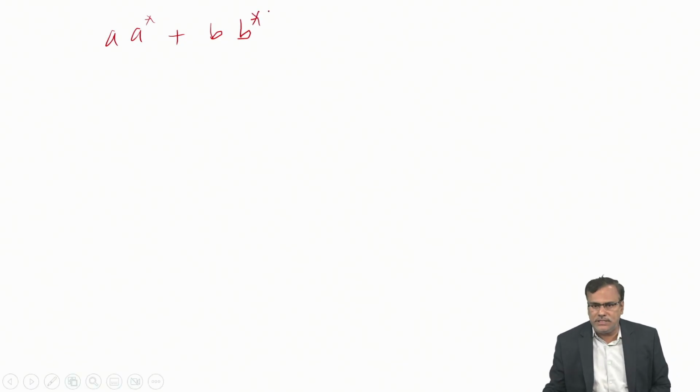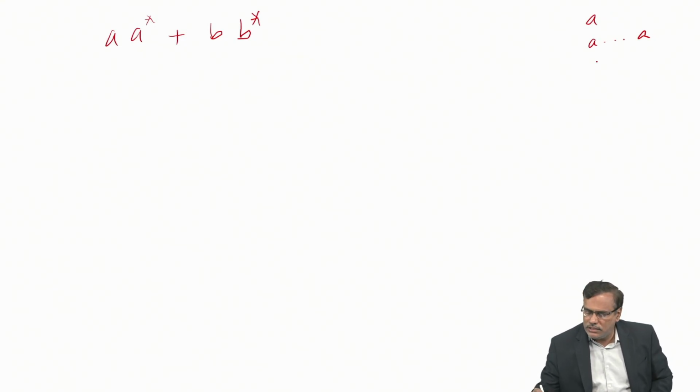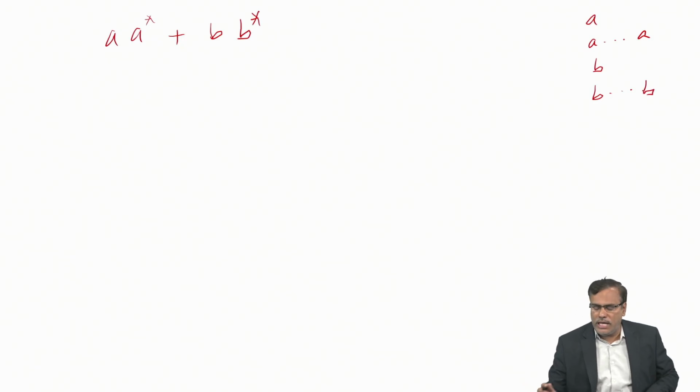What are the possible strings of this language? Single A, or two or more A's. Otherwise, single B, or two or more B's. You can have purely A's or purely B's, and that too, one or more.